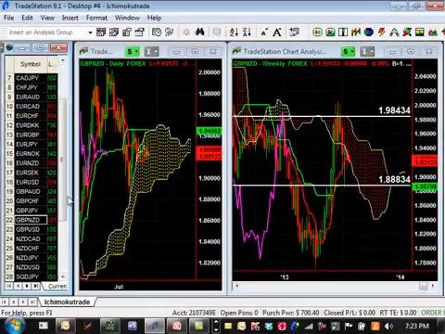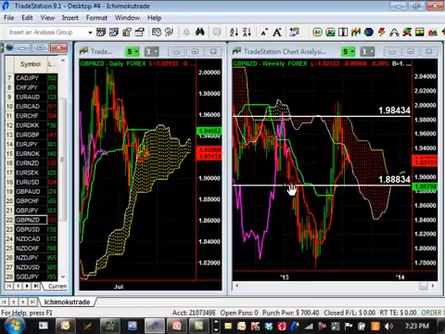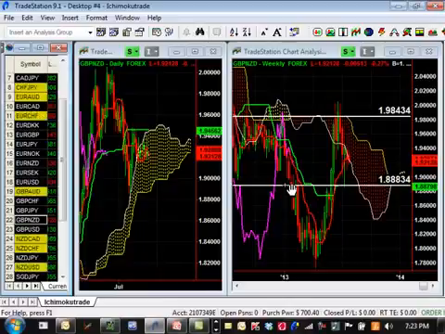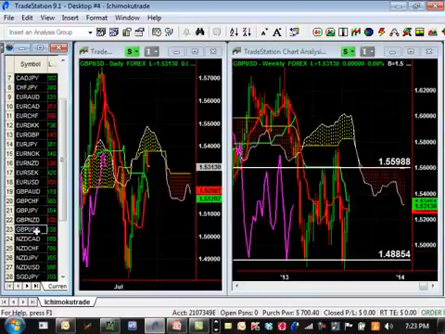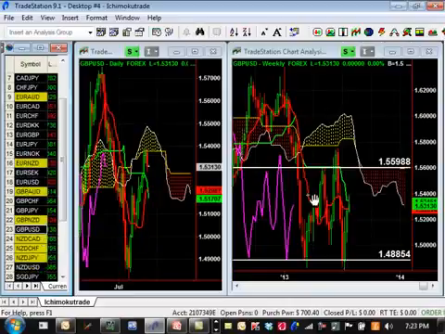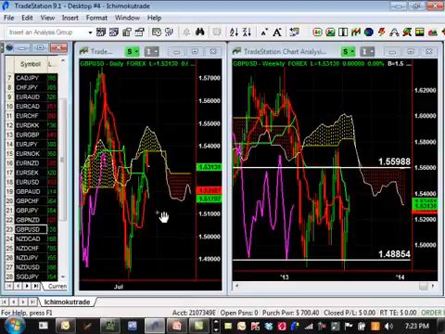Pound New Zealand, really not doing anything good except going sideways. It's ranging between 88.83 and 94.53. Pound USD, really not doing anything now except consolidating. Had a little downward move here between 48.85 and 55.98.